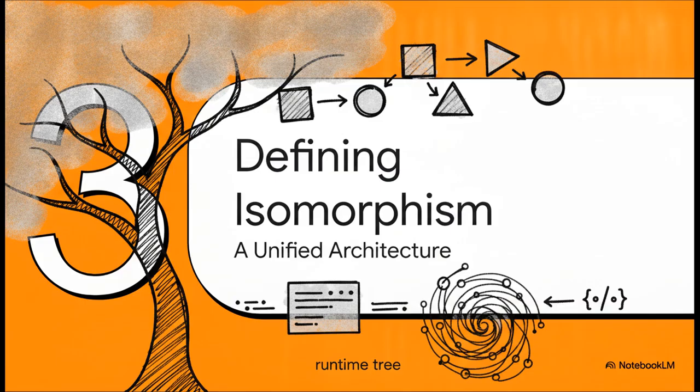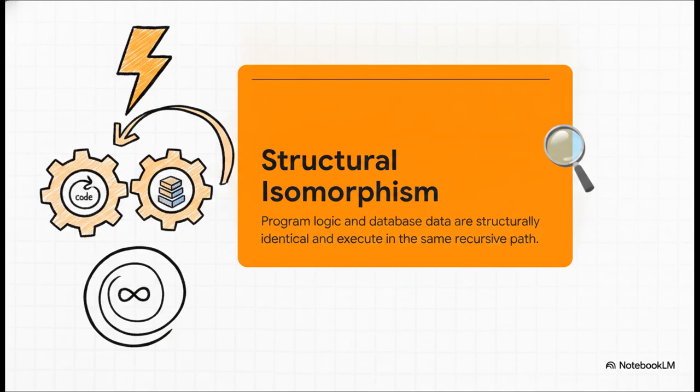Let's look at the massive theoretical implications hidden in that one idea about the code and the runtime tree. What Smith was actually defining to Metax is a concept known as structural isomorphism. Essentially, it's the mathematical assertion that the program's code, the verb, and the database's data, the noun, aren't just living in the same house, they are structurally identical.